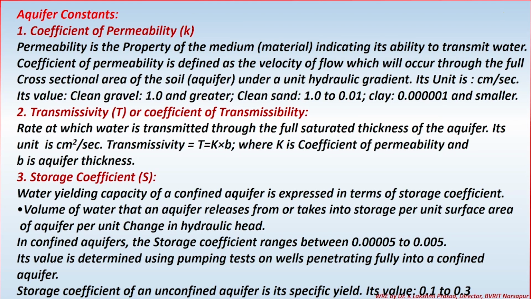Then what are the aquifer constants? Actually, there are three aquifer constants. Majorly, we call them three constants. What are those three constants? One is coefficient of permeability K. Transmissibility or transmissivity is what we call T. And the third one is the storage coefficient, which is also called storativity. So these are the aquifer constants.